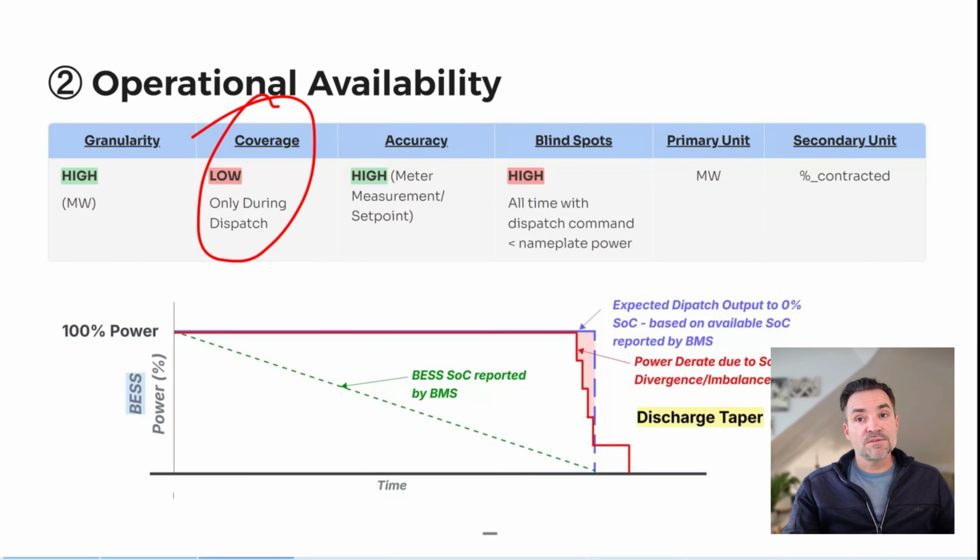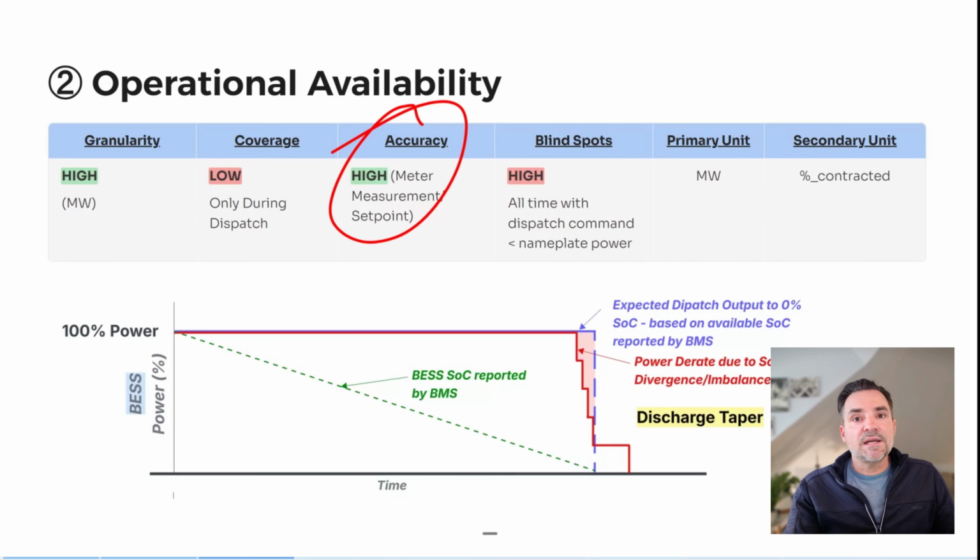In the case of operational availability, you can only assess that when you actually have a set point and are dispatching the asset. So it's very low. On a 4-hour battery, it might be just 9-10 hours a day. On a 2-hour battery, only about 5 hours a day, as you're charging and discharging if you're doing 1 cycle per day. The accuracy is pretty high.